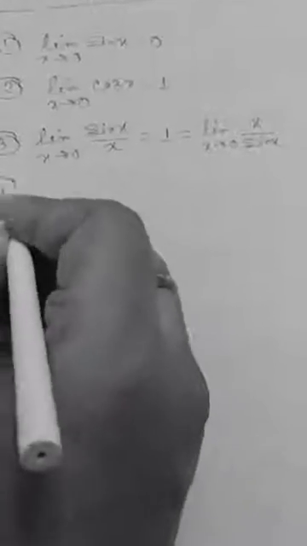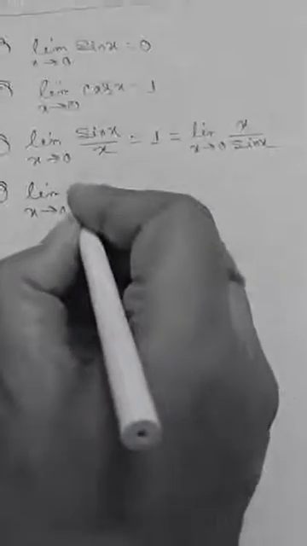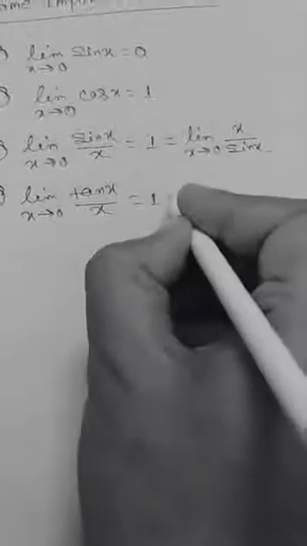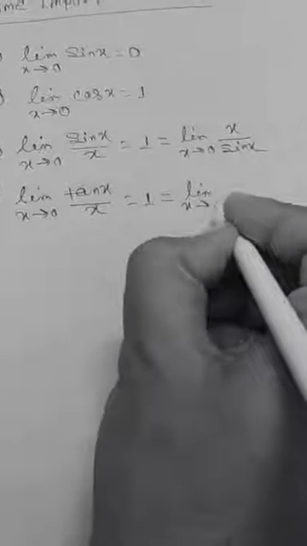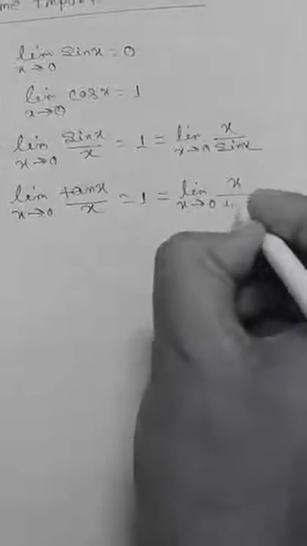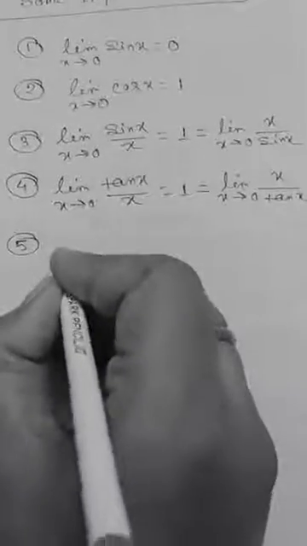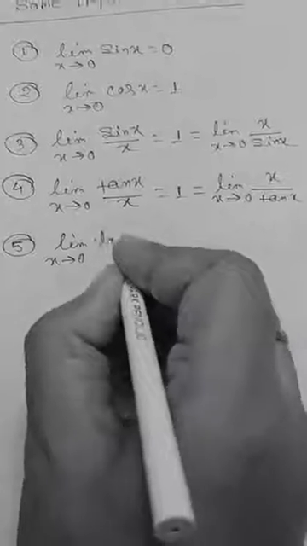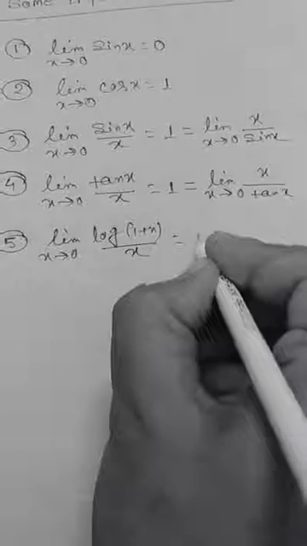Number 4, limit x tends to 0 of tan x by x is equal to 1, and also limit x tends to 0 of x by tan x is equal to 1. Number 5, limit x tends to 0 of log of 1 plus x by x is equal to 1.